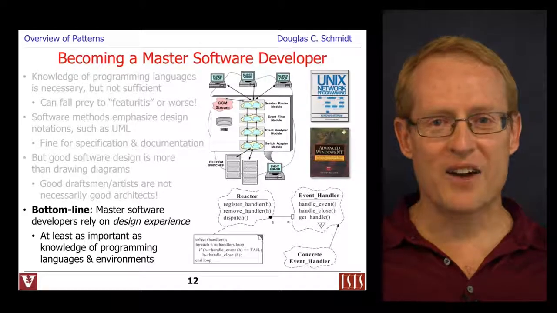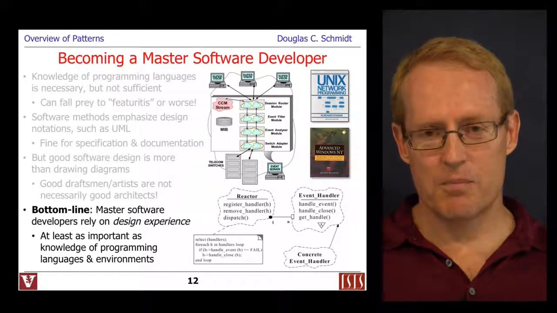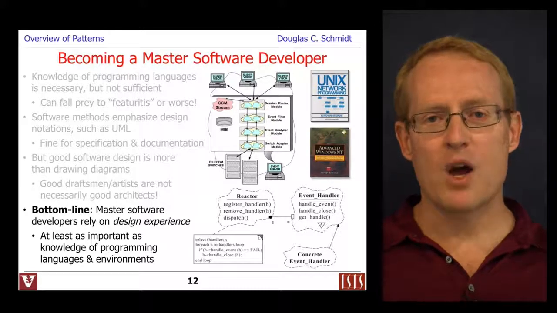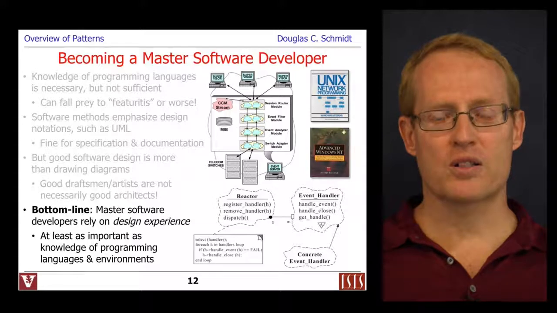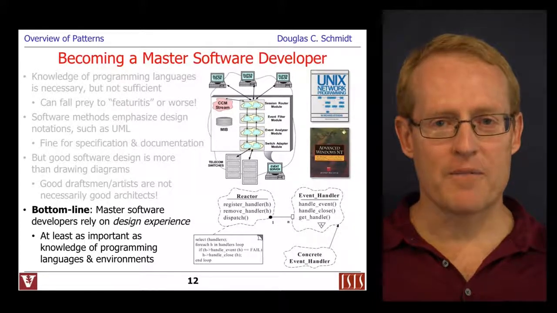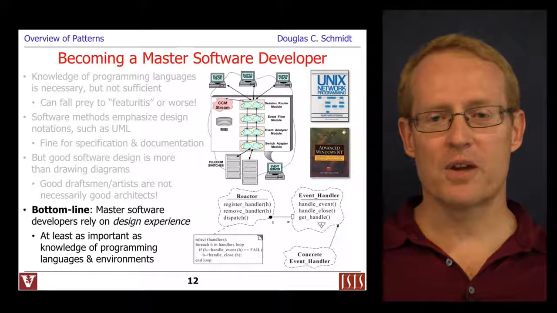Well, as it had turned out, because we'd used abstraction, because we'd understood design frameworks and patterns, we were able to retarget our software frameworks to Windows NT very rapidly, within a couple weeks. And that allowed us to continue doing work for the company.